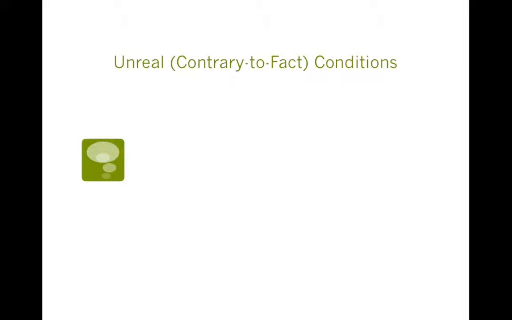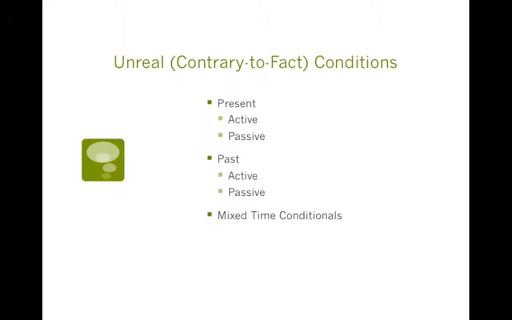Okay, and then looking at the unreal, contrary to fact conditions, these can be done in the present, the past, or in mixed time conditionals. So in the present and the past, we have the active and passive voices. And in the mixed time conditionals, we can have a past condition, which is the adverb clause of condition in the past, with a present result. Or we can have progressive forms in either clause. So we'll take a look at that in a bit.